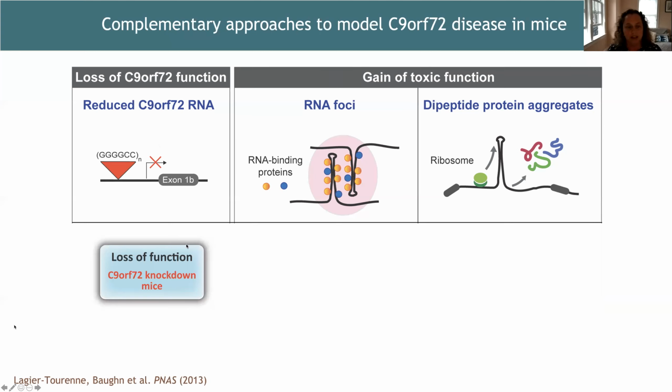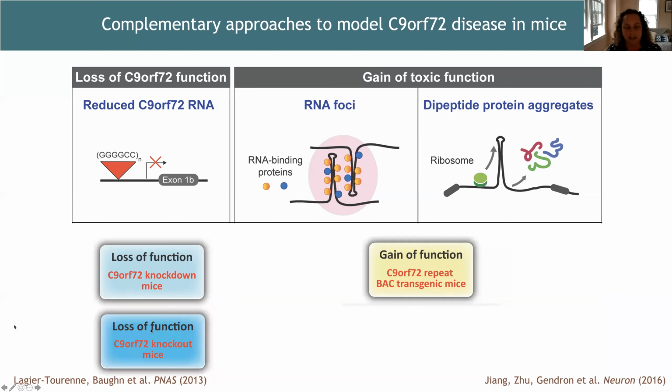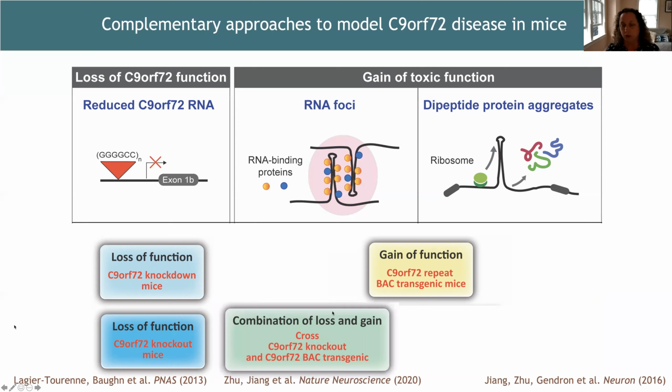So the first experiment that I did when I was still in San Diego was to knock down C9orf72 using antisense oligonucleotides again in wild-type mice. And then we looked at really the genetic model, so C9orf72 knockout mice, and we generated also BAC transgenic mice expressing the repeat to test the gain of function. More recently, we have tested if a combination of loss and gain contributed to disease by crossing these different models. So I'm going to glance through these different models relatively quickly.